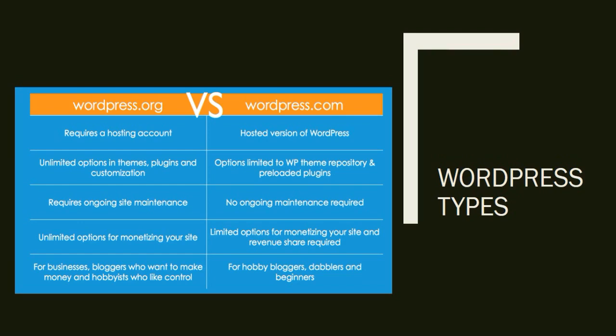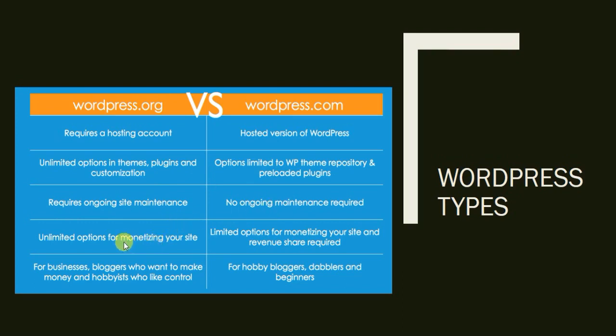Here wordpress.org requires a hosting account. As I said earlier, wordpress.com is a hosted version. wordpress.com has its own hosting, and it is hosted on their own servers. You can see unlimited options in themes, plugins and customization in wordpress.org, but in wordpress.com we don't have that, and wordpress.org requires ongoing site maintenance, while on wordpress.com they take care of their own site maintenance.